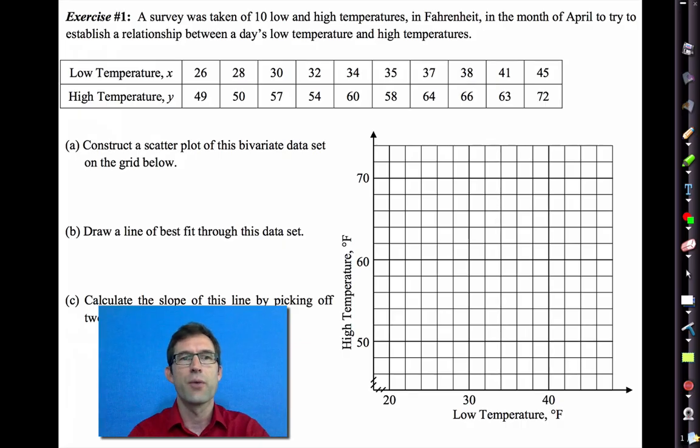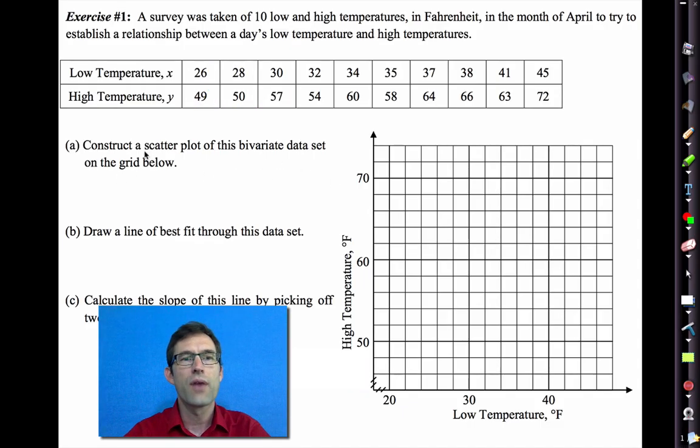Now let's take a look at exercise 1. Here's a really good example. A survey was taken of 10 low and high temperatures in Fahrenheit in the month of April to try to establish a relationship between the day's low temperature and high temperatures. Just to make sure you get it, on a day when the low temperature was 26, the high temperature ended up being 49. On a day when the low temperature was 28, the high temperature was 50. Not rocket science there, I understand, but that's it.